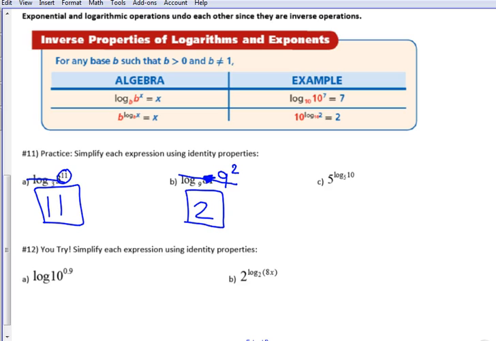C is actually an exponential, but in the exponent I have a log, 5 raised to log base 5 of 10. So I have 5 log 5. They're together. So my answer here is just going to be 10. Not bad, right? So whenever your bases are the same and they're right next to each other, they're going to run off into the sunset.